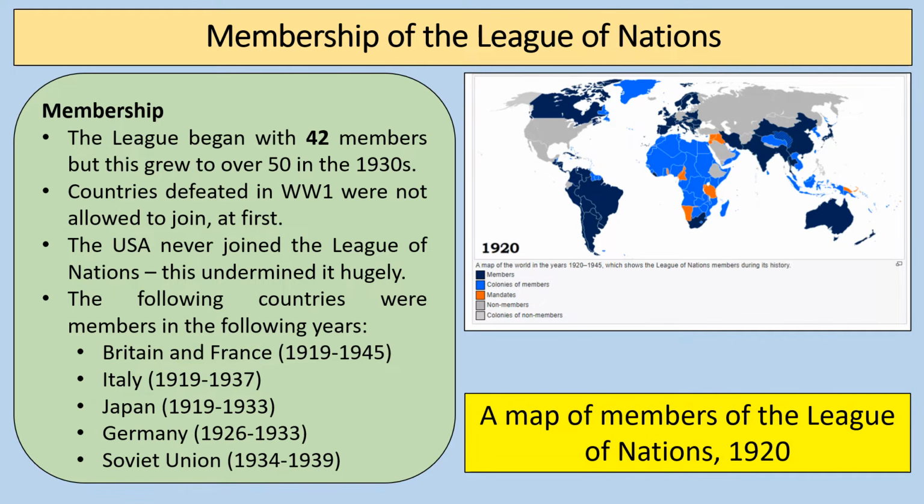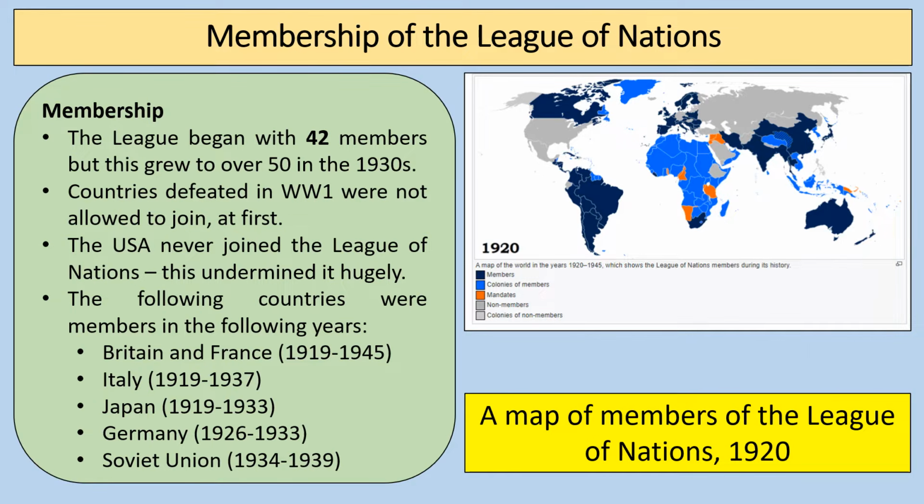So one of the first things to really get a grip on is the membership of the League of Nations. Now, when the League is formed, the map here shows you which countries were actually members of the League of Nations, and remember, many countries around the world were colonies of members of the League of Nations as well at this time. These were some of the key members. So you can see there are quite a lot of countries in South America that were members, countries like Canada and Australia, and it grew to over 50 in the 1930s.